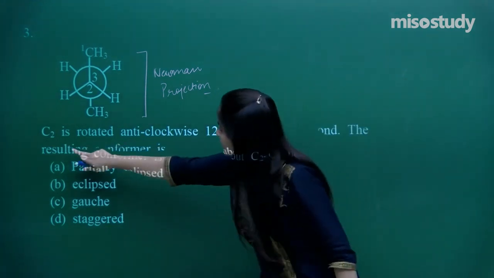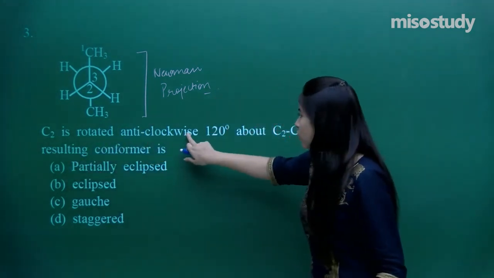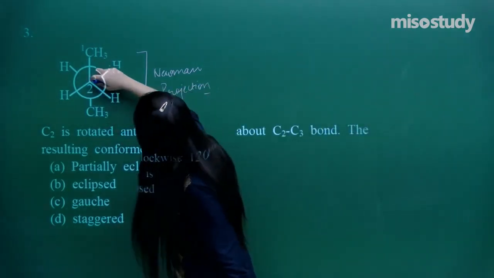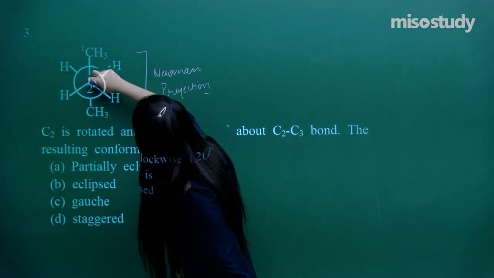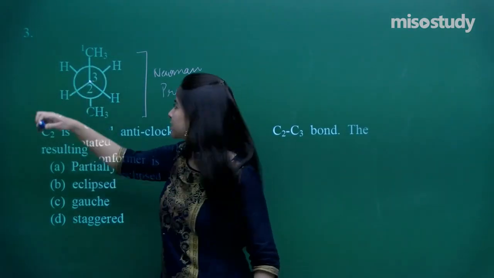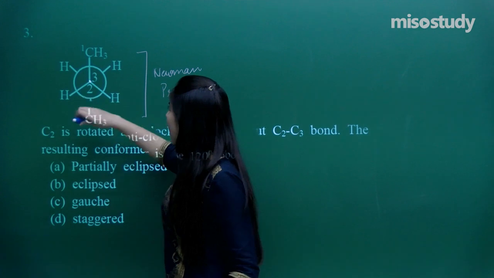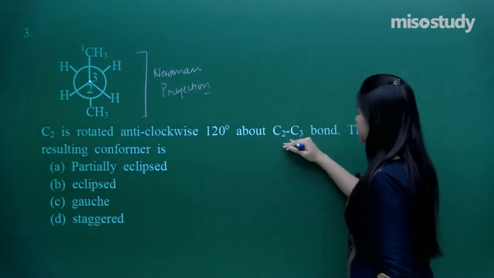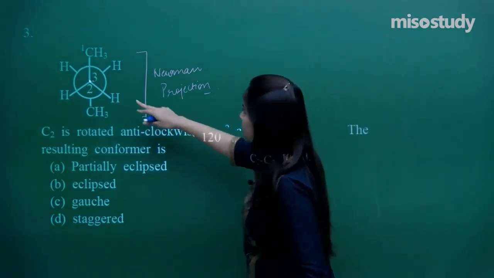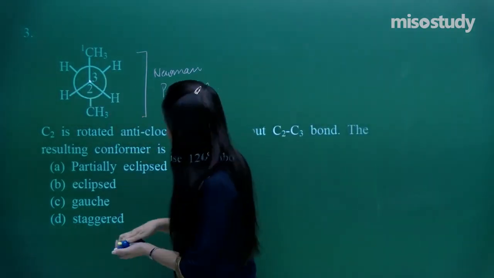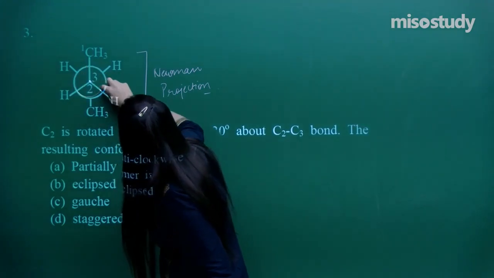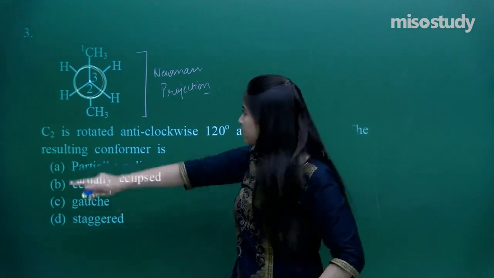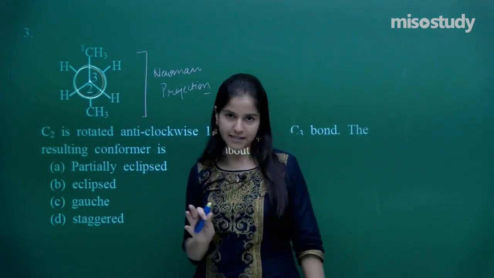Now, C2 is rotated anti-clockwise 120 degrees. What is C2? C2 is this very carbon which is pointing towards you. And C3, as they have mentioned, C2, C3. C3 is the carbon which is behind it, that means the bigger circle they are talking about. I hope you all have got which is C2 and which is C3.